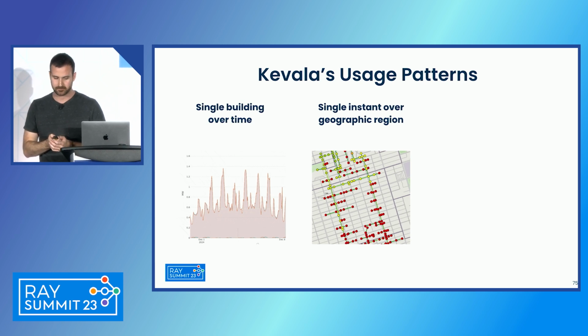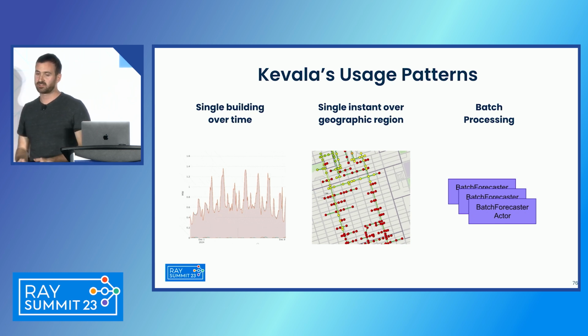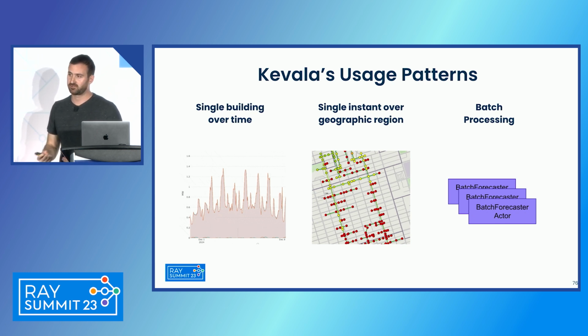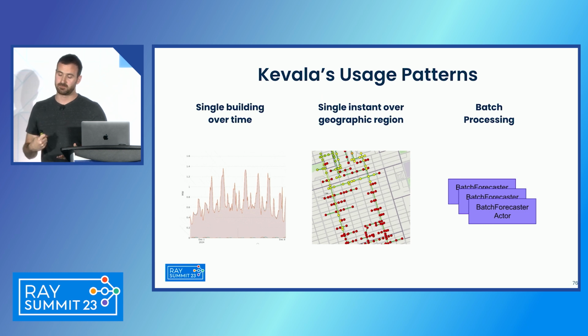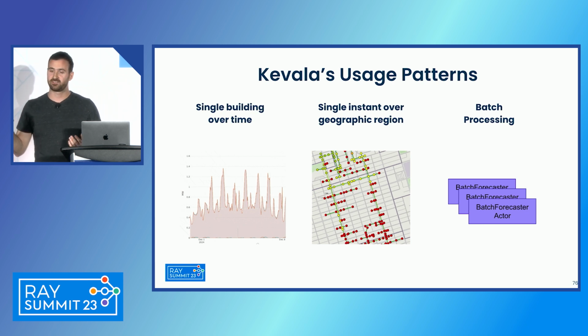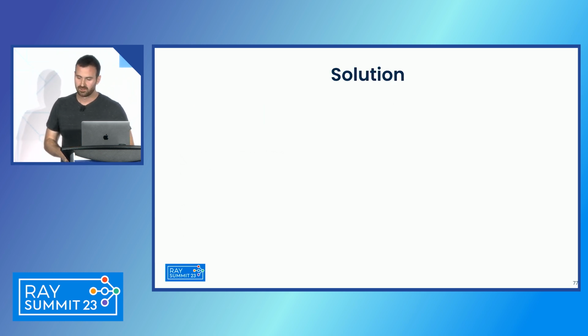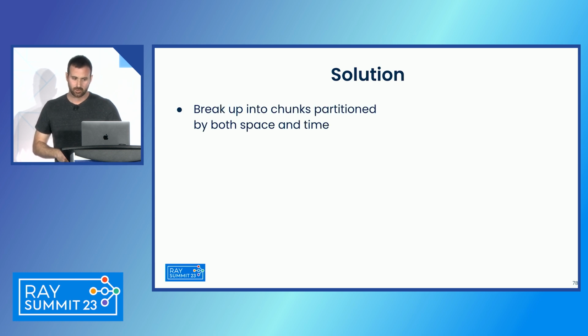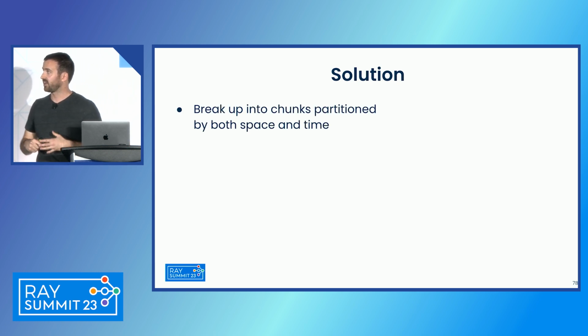So we want to make sure we can serve this use case as well with our time series storage. And then we also have the batch processing workflow, which is what I've been describing here. And some of the big needs here are making sure that you can read and write large amounts of data in bulk. And so ideally, we'd end up with a way of storing all our time series data that would serve all these use cases at once. So our solution was to use Parquet files and break them up into chunks that are partitioned by both space and time.